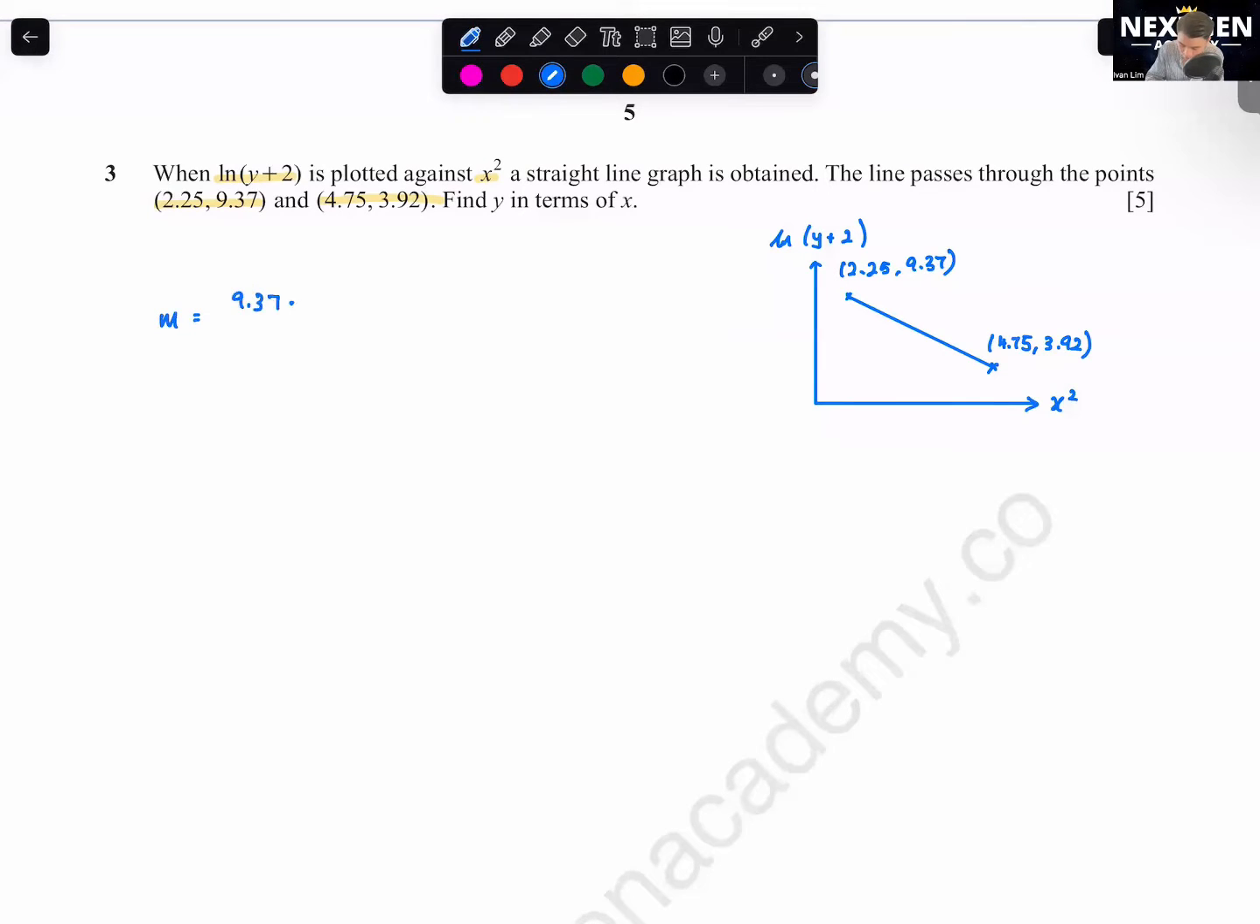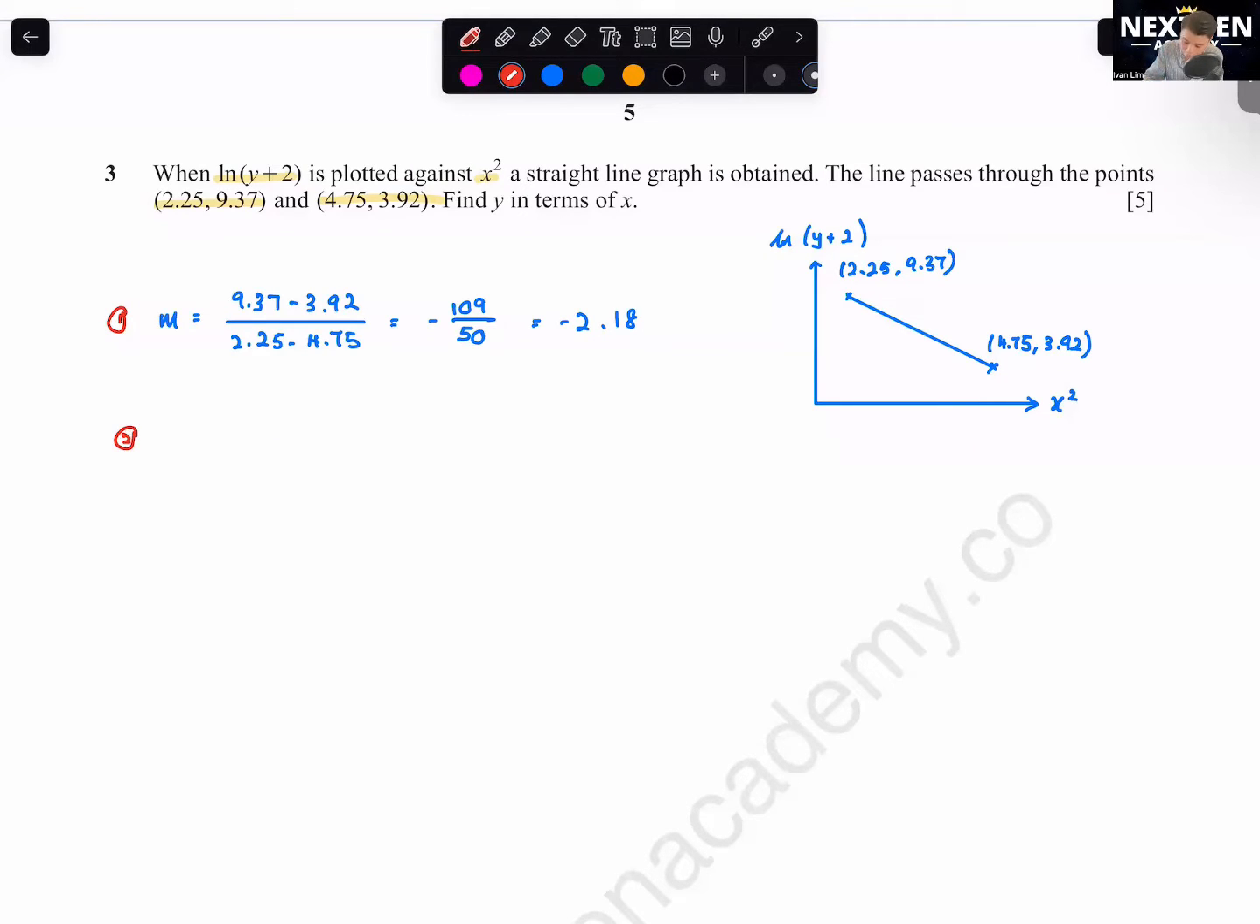So 9.37 minus 3.92 over 2.25 minus 4.75. Calculate it, you will get negative 109 over 50, or negative 2.18. Okay, next thing, we need to find c. Number one, I like to follow this systematic approach so I don't play a guessing game. I always keep in mind: find m, find c. That's all. Then only we put into y equals mx plus c. Okay, so number one. Number two, we find c.